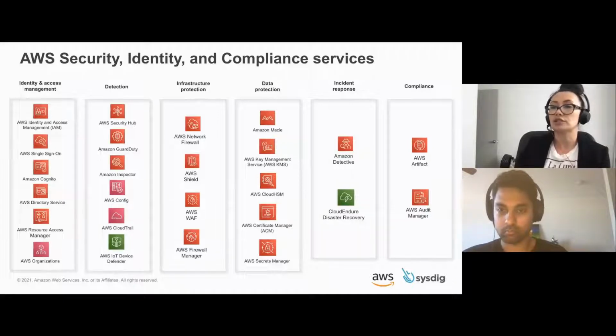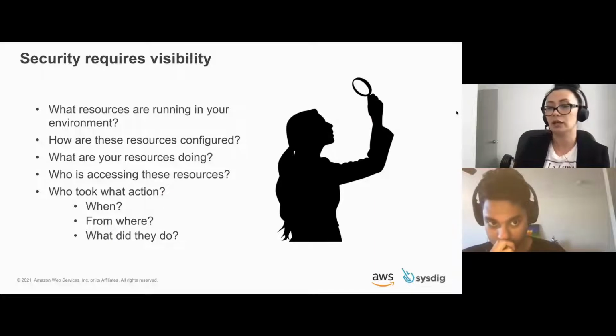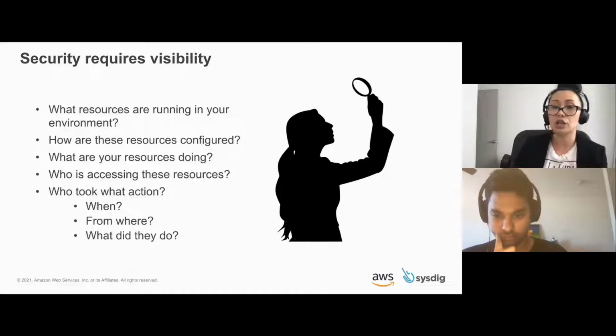What questions should you be asking when planning for visibility and detection? You really want to know what resources you have running in your environment at any given time. If there are any resources that are getting provisioned that don't seem like they should be there, you really want to know about those. How are these resources configured? Do you maybe have overly permissive access controls? You want to be able to figure that out at all times.